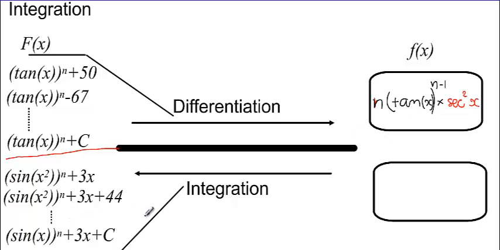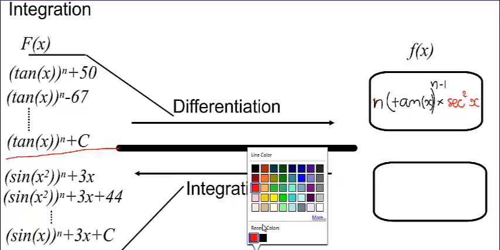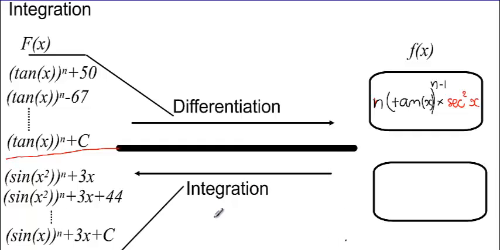Next one. Who has got the response for that one? Yes, my brother?